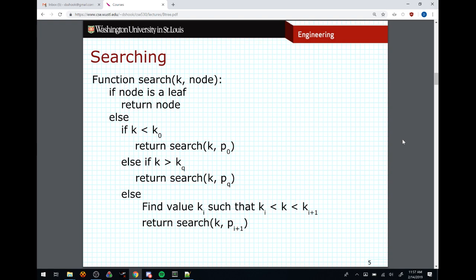Notice that we are assuming, and therefore we must enforce in our implementation, that the search keys are stored in order. They're stored in sorted order. This doesn't work if I don't store my search keys in sorted order.